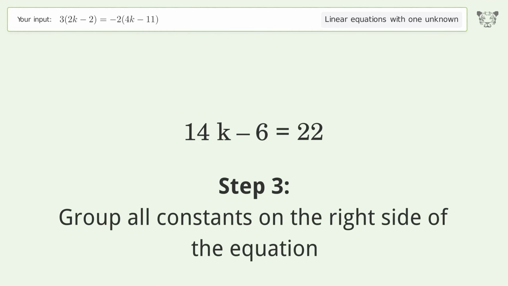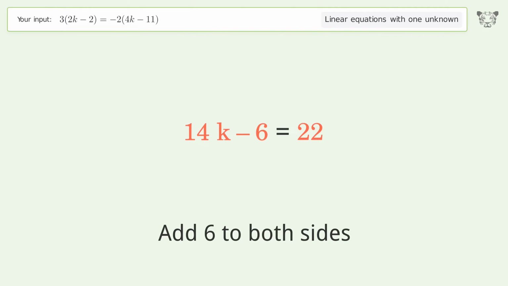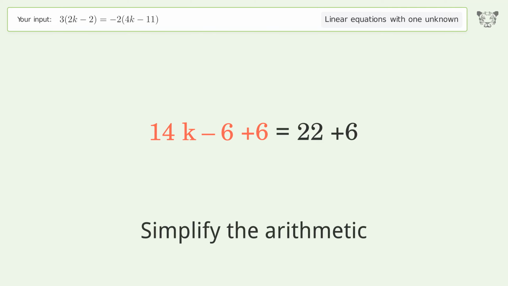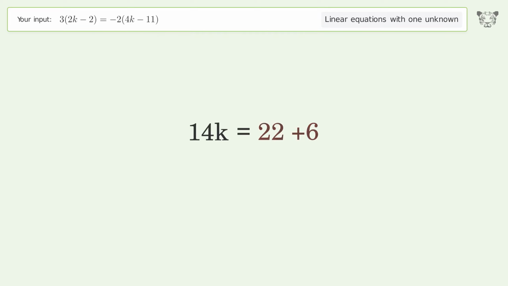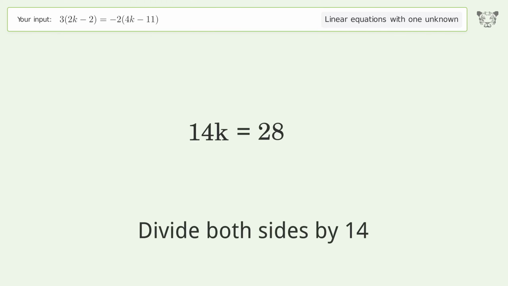Group all constants on the right side of the equation. Add 6 to both sides. Simplify the arithmetic. Isolate the k. Divide both sides by 14.